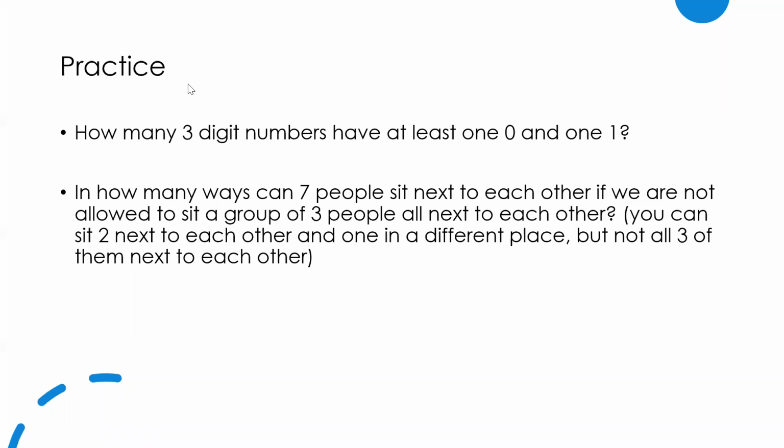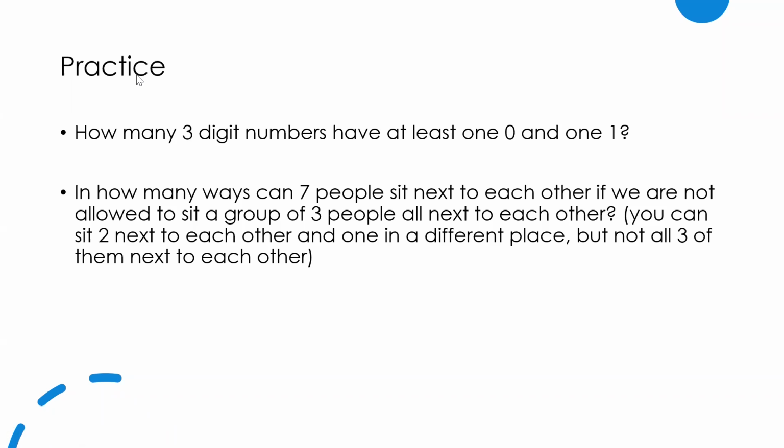All right, so let me explain the second question real quick. Basically, it means you're not allowed to sit a group of 3 people all next to each other. You can sit 2 of them next to each other, but you can't have the 3rd person there. You just can't have them all right next to each other.